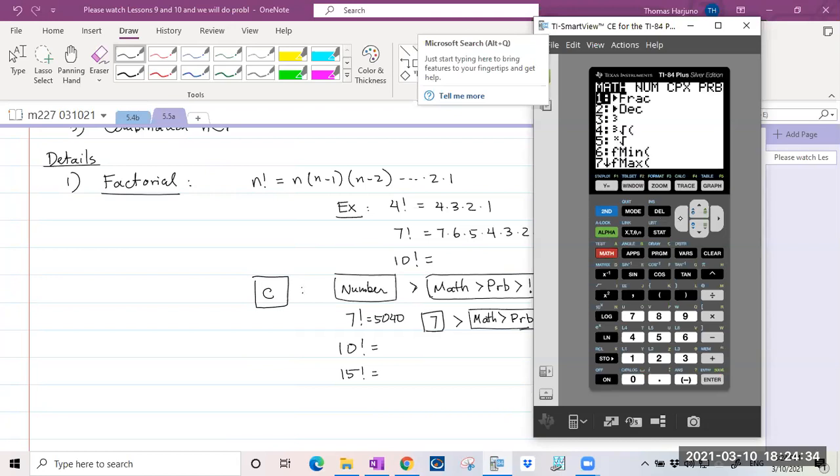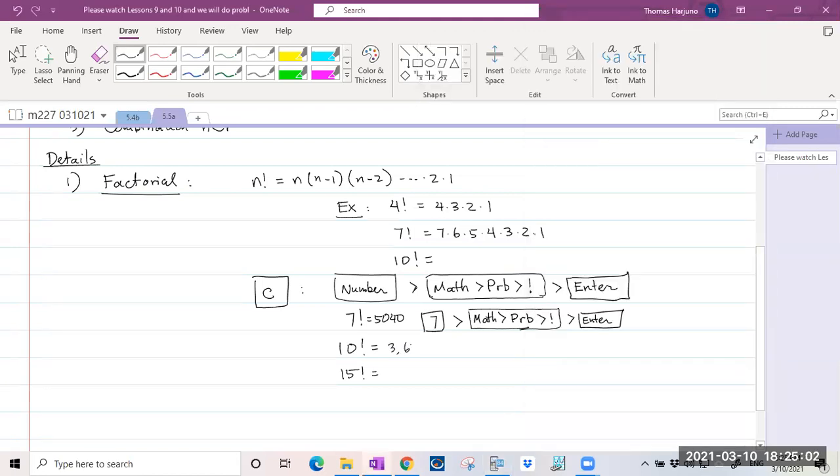10 factorial. Hold on, this is recorded, right? Even if you don't have your calculator yet, at least you know where to find this video, such that once you have your calculator, you can practice with this. 10 factorial is 3,628,800.